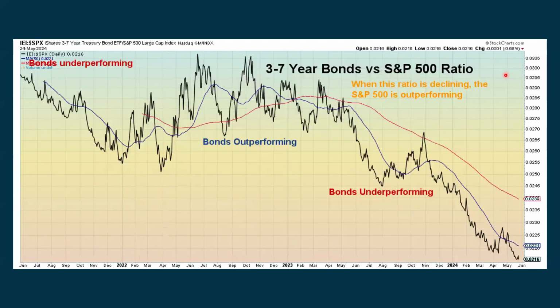This is also positive, believe it or not, even though it's going down. This is kind of an inverse, looking at 3 to 7 year bonds versus the S&P. When this ratio is declining, that means the S&P is outperforming. We had ticked back up as the market was running into trouble. Now this ratio is going down. It ticked up after Thursday. We want to see this ratio continue to fall to be more positive.